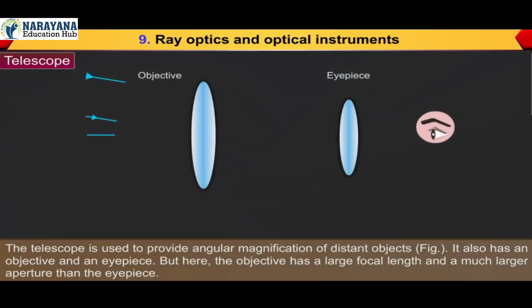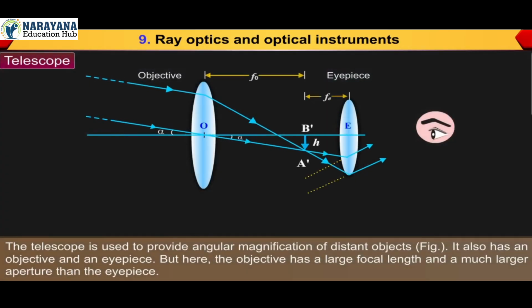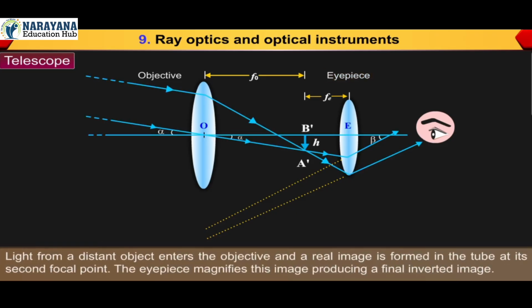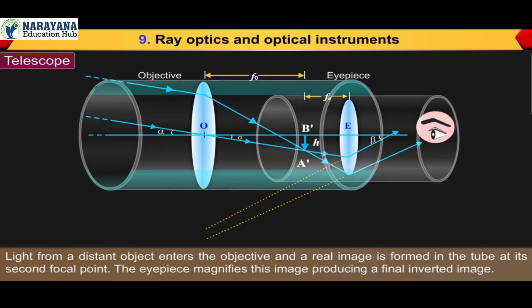Telescope. The telescope is used to provide angular magnification of distant objects. It also has an objective and an eyepiece, but here the objective has a large focal length and a much larger aperture than the eyepiece. Light from a distant object enters the objective and a real image is formed in the tube at its second focal point. The eyepiece magnifies this image, producing a final inverted image.